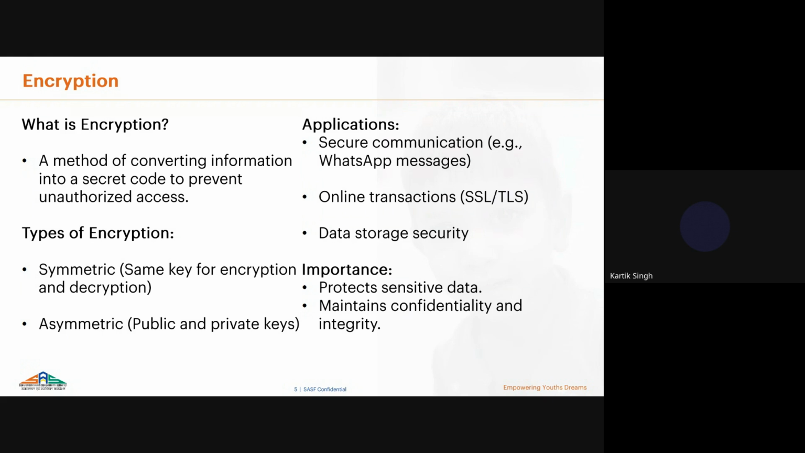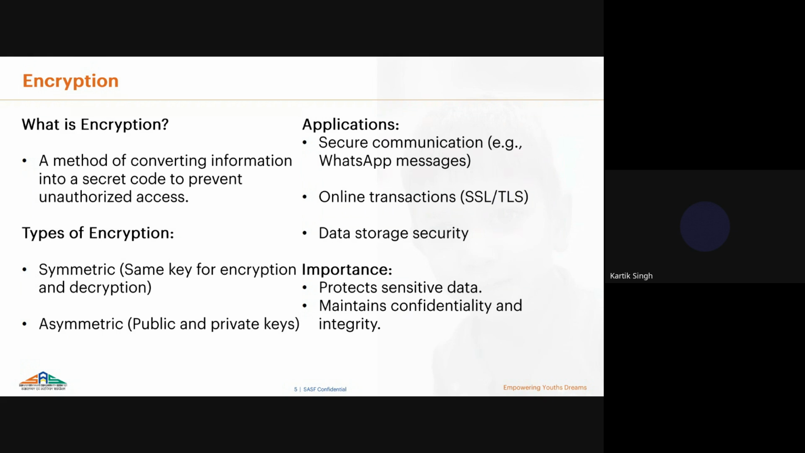So that is what is known as asymmetric, where public and private keys are used to encrypt and decrypt. Private keys are used to encrypt the data and public keys are used to decrypt the data. So this is about types of encryption, symmetric and asymmetric. Now, applications of encryption, where we use encryption.